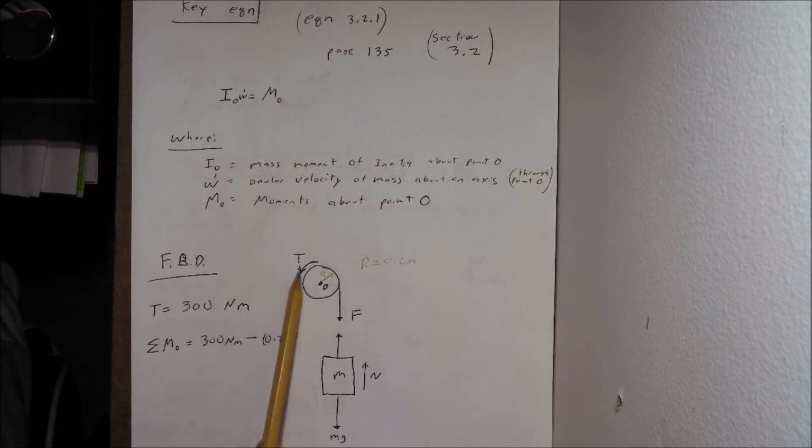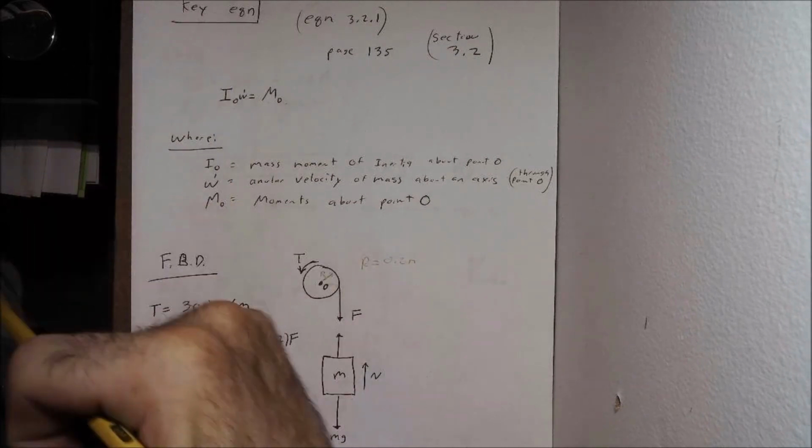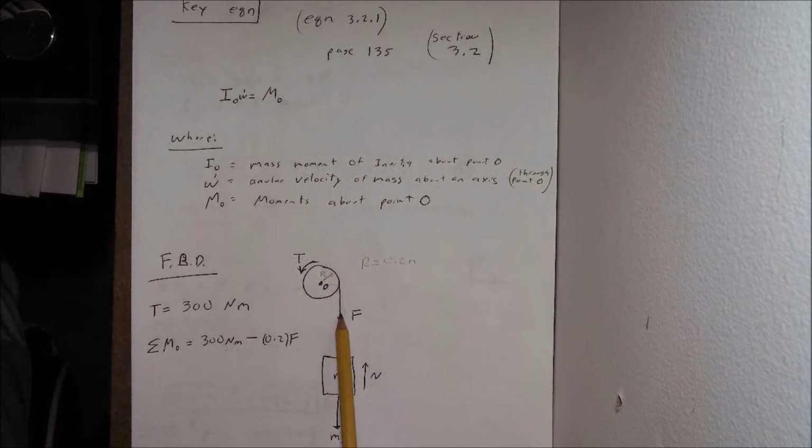We have 300 Newton meters from our torque right here, minus our F, our tension in our cable, times the radius distance here of 0.2. We do our right-hand rule here. Torque is positive for our right-hand rule, that's why it's positive 300. The tension is going clockwise, which is negative with our right-hand rule, so we have our negative sign right there. So from our free body diagram, we're able to come up with the summation of moments about our point O.